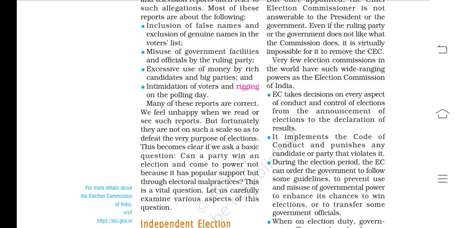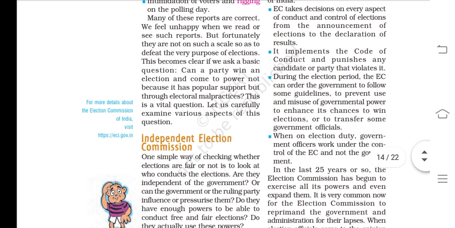During the election period, the Election Commission can order the government to follow some guidelines, to prevent use and misuse of governmental power to enhance its chances to win elections, or to transfer some government officials. Means during the election period, the Election Commission can give orders to the government, and they can prevent the misuse of governmental power to enhance its chances to win elections or to transfer some government officials.